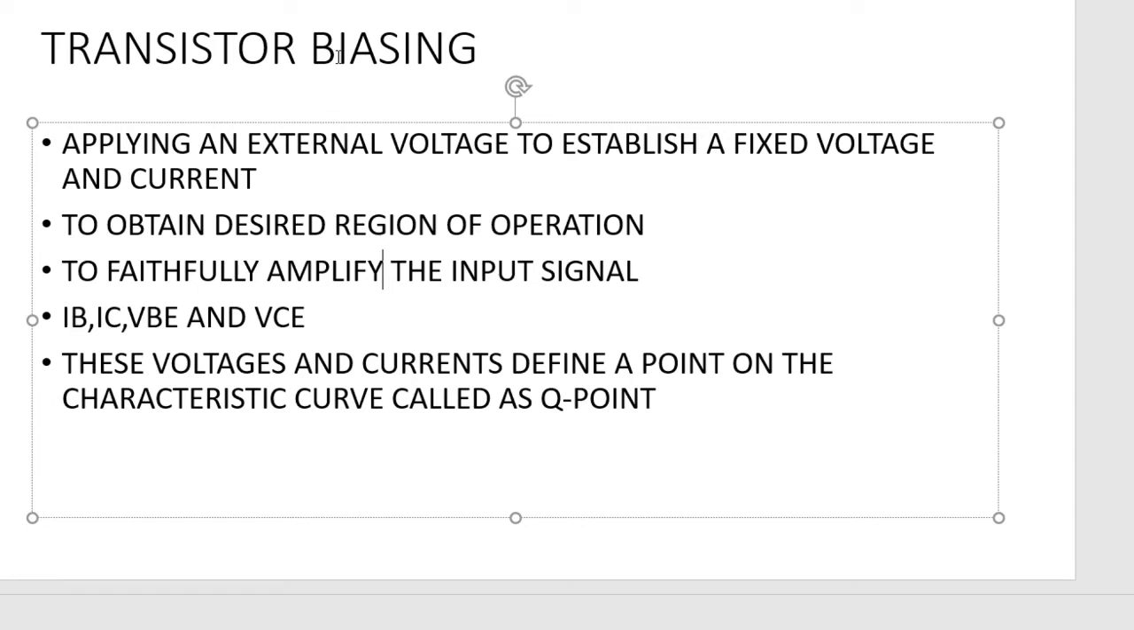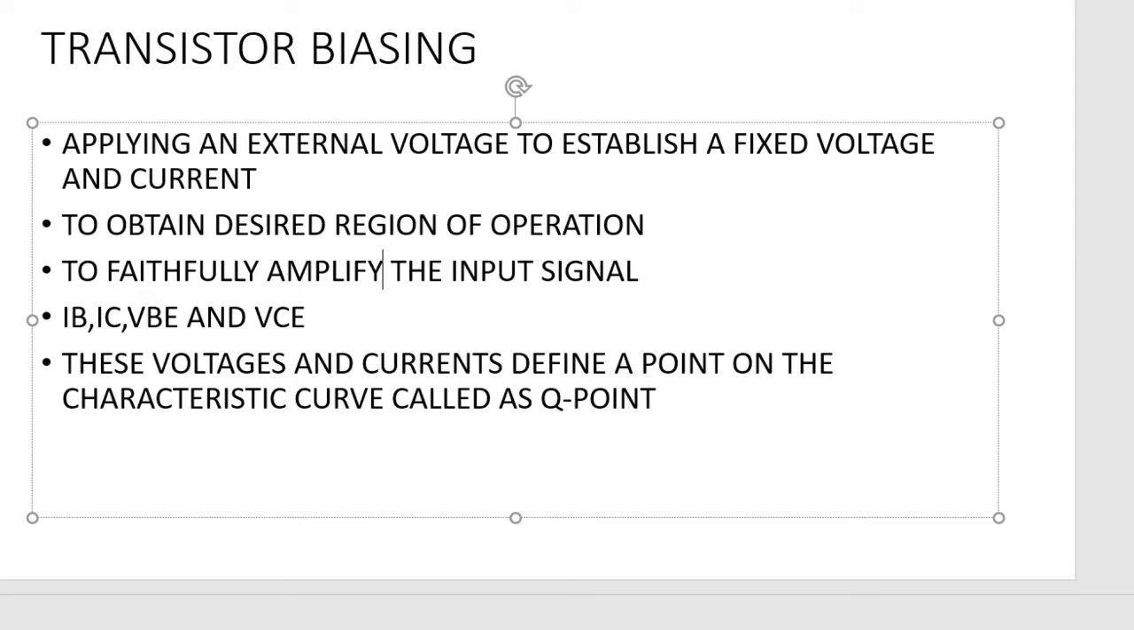There is one more point why we go for biasing. If the transistor is configured as an amplifier, for the signal to be faithfully amplified, the transistor has to be properly biased. So whatever the transistor circuit, to obtain the desired characteristics, we have to apply an external voltage, or we have to bias this transistor properly.